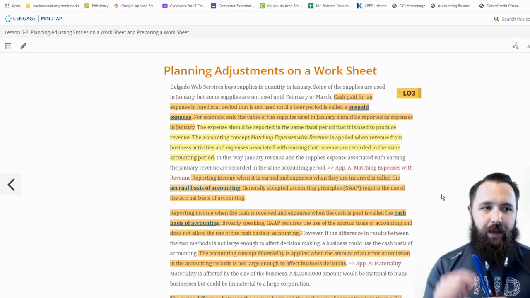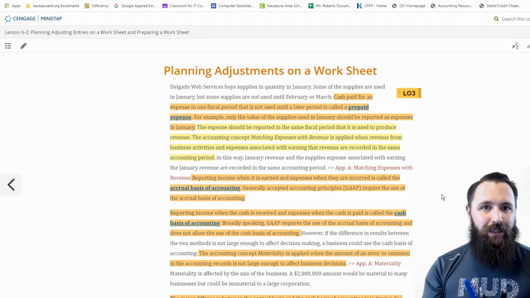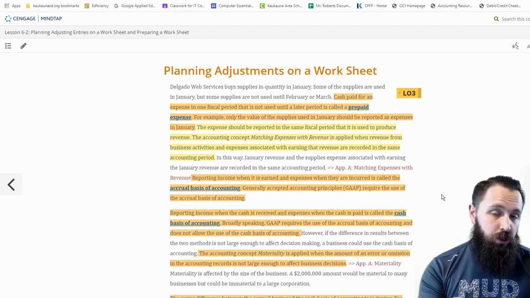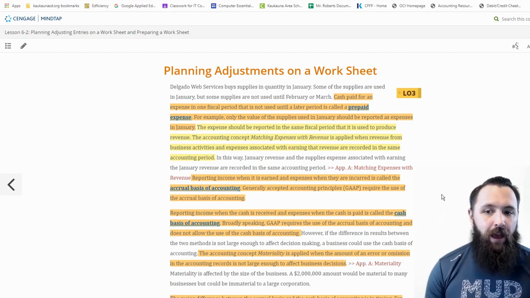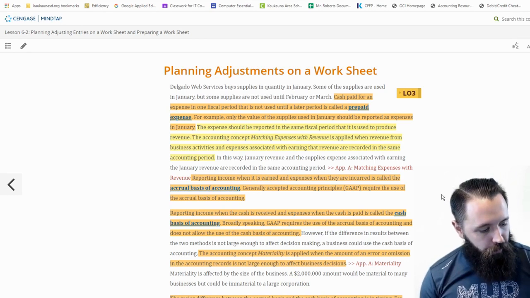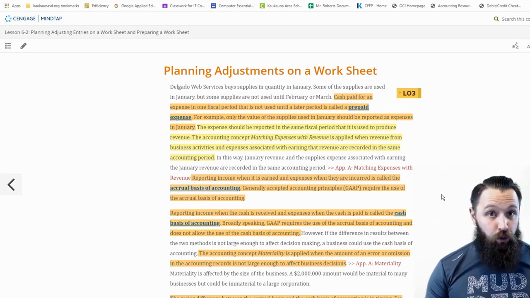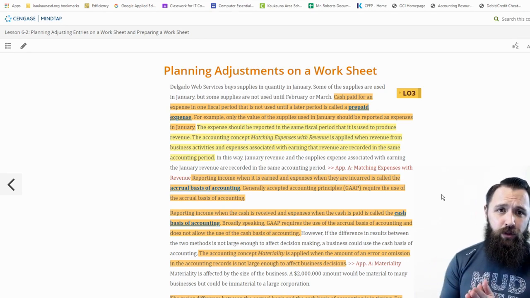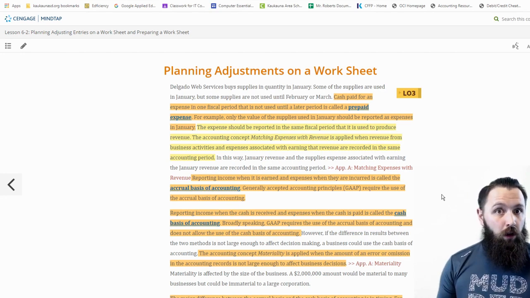Well, what happened to that one pen that left? Well, that pen went from an asset, something that we own, to now an expense, something that was used to help us generate revenue in that month. And that goes back to this matching expenses with revenue GAAP principle. What we need to do is make sure that anything we used to earn revenue, we need to record in that same period that revenue is recorded.